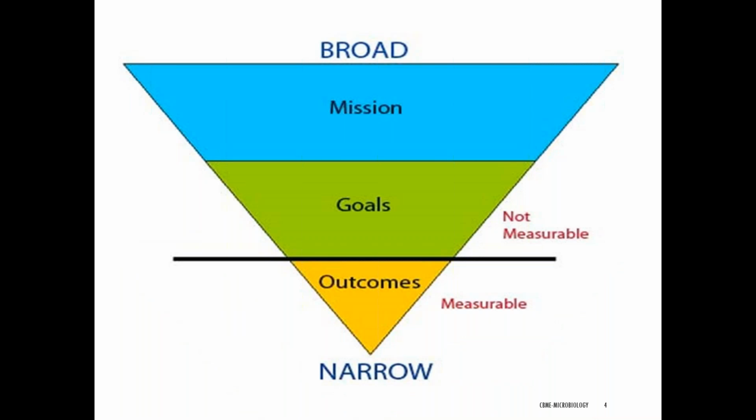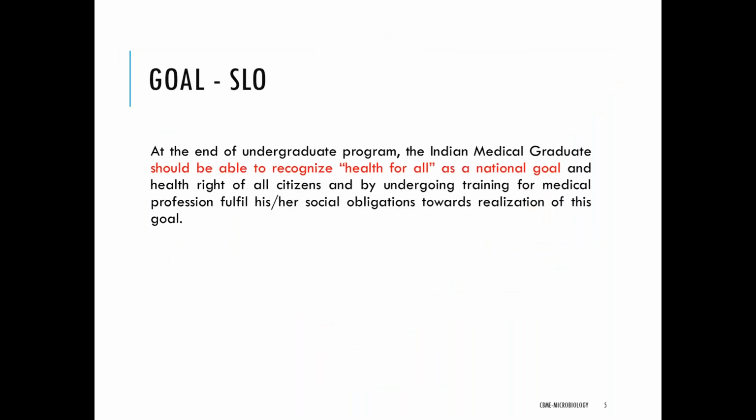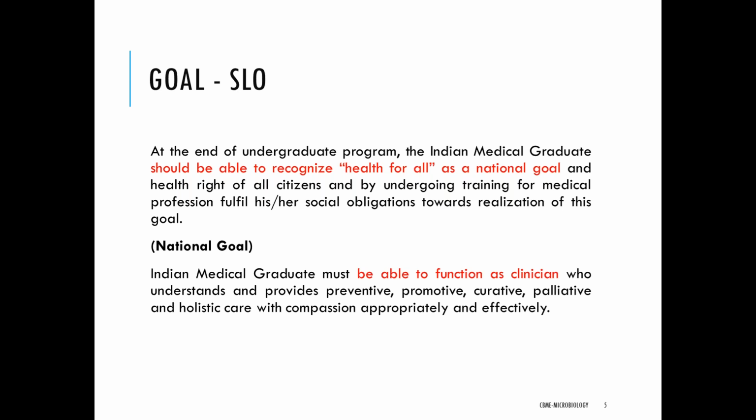This is one of the inverted pyramids, which you all know: goals are broad, and outcomes, or rather the objectives we should talk about, are very narrow and measurable. I've already mentioned that the goal is that the Indian medical graduate should be able to recognize health for all as a national goal. Indian medical graduates must be able to function as a clinician and as a leader. These are the roles, and certain global competencies are assigned to them.